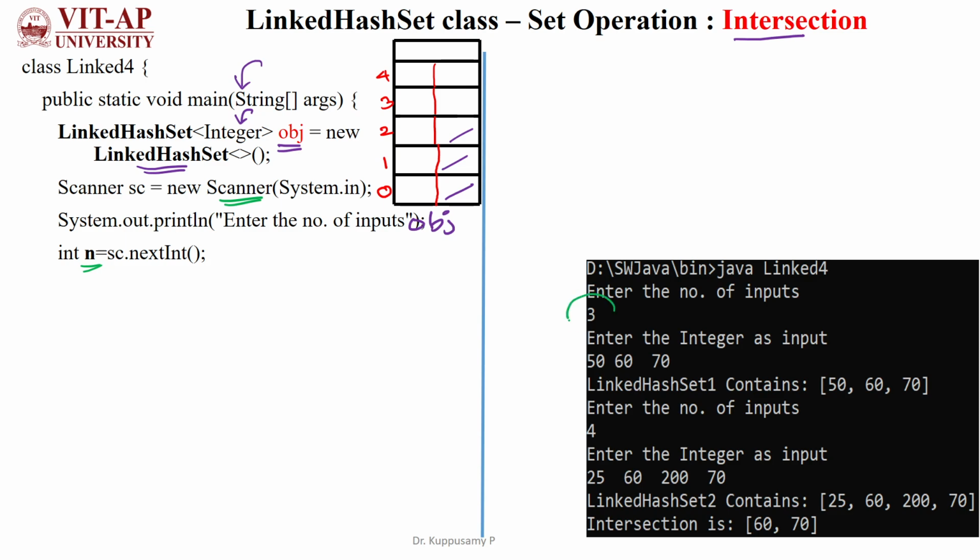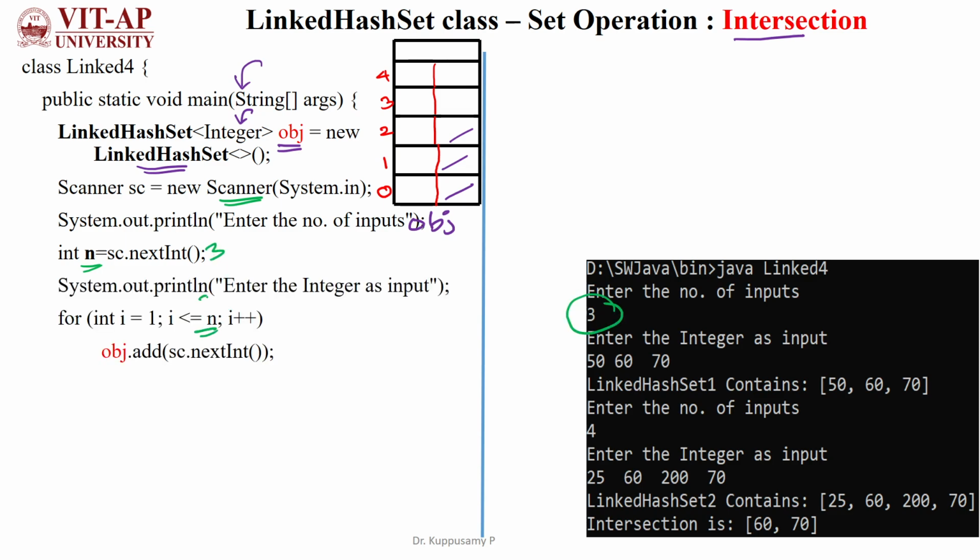So here my input size is 3. Then I'm going to receive 3 inputs using the for loop. Inside the Scanner class, I'm using nextInt to receive the integer inputs. So integer inputs I'm giving 3 times. Those 3 inputs are going to be added one by one using the for loop into the object variable.